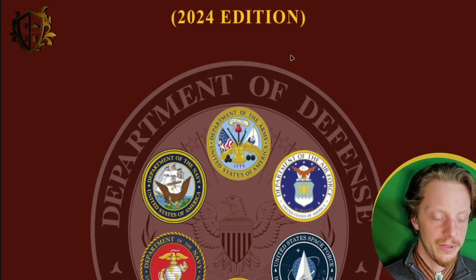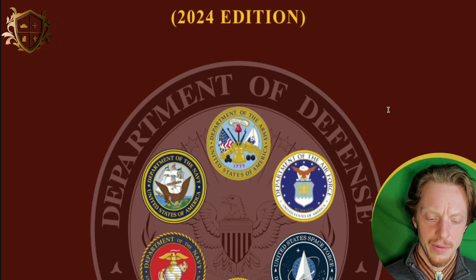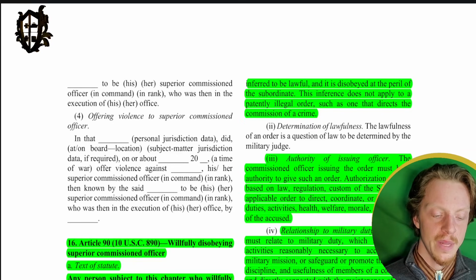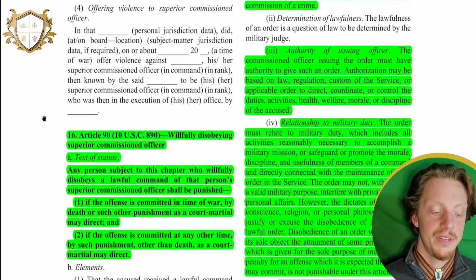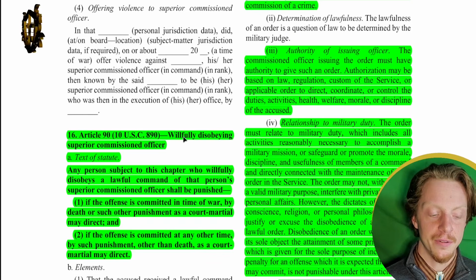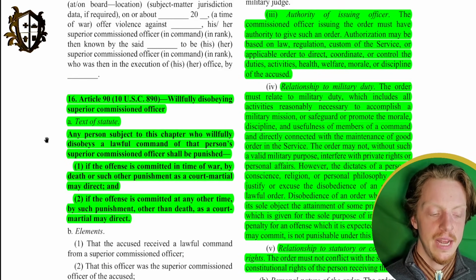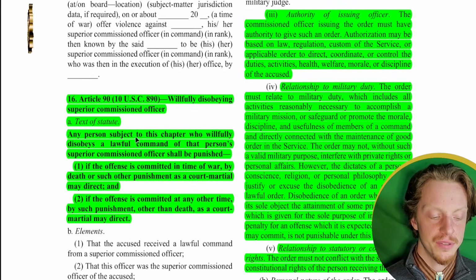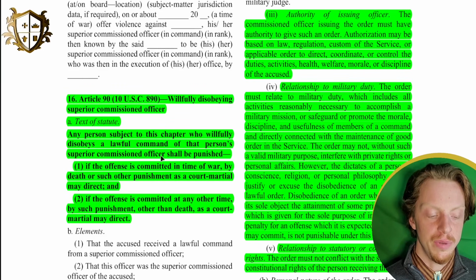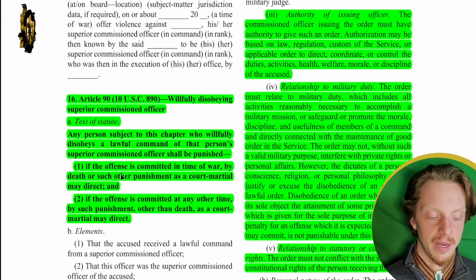Let's scroll down. I've got my notes here about which page we need to go to: page 334 of this PDF, which discusses Article 90, 10 USC 890, titled Willfully Disobeying Superior Commissioned Officer. It says here, text of statute: any person subject to this chapter who willfully disobeys a lawful command of that person's superior commissioned officer shall be punished.